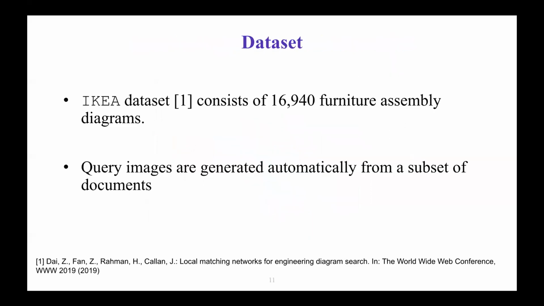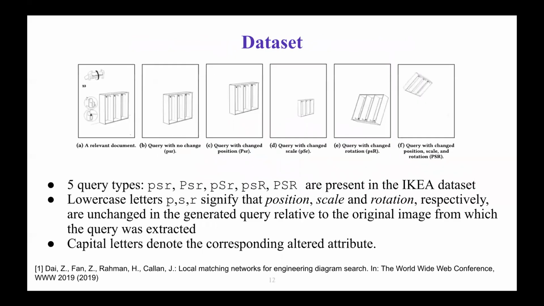We experiment with the IKEA dataset, which consists of around 17,000 furniture assembly diagrams. The query images in this dataset were generated automatically. The dataset consists of 5 query types. The lowercase letters signify that position, scale, and rotation respectively are unchanged, while the corresponding capital letters denote the corresponding altered attribute.